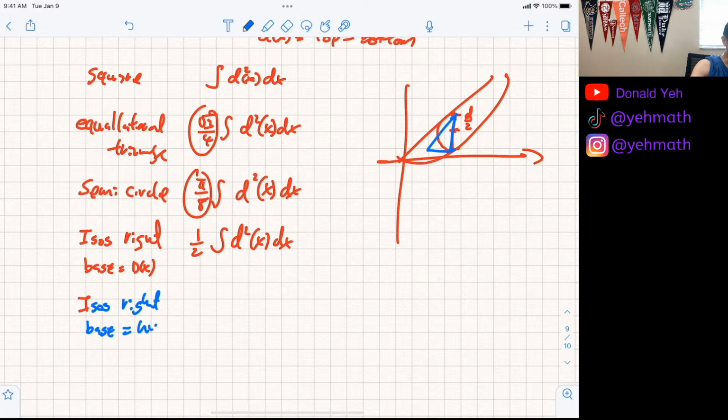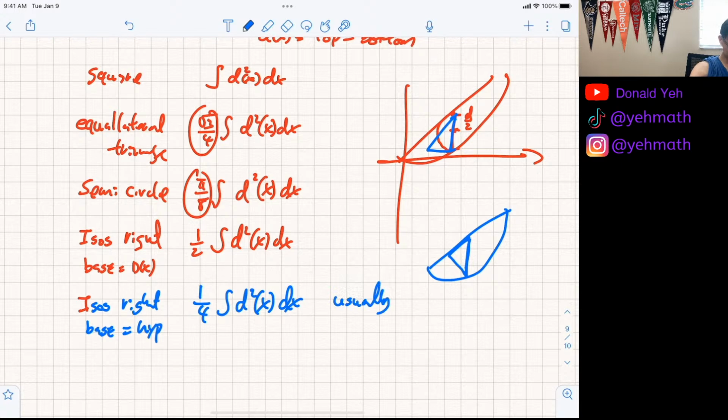Base is equal to hypotenuse. Now this one's kind of hard, because if the base is the hypotenuse, that means this becomes the hypotenuse, and this becomes like this. So that becomes a little bit hard. That's going to be 1/4 of d squared of x dx. Usually never tested.